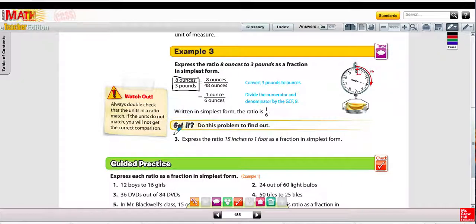So for got it number 3, it says express the ratio of 15 inches to 1 foot as a fraction in simplest form. We can put 15 inches, and in the denominator or in the bottom portion of our ratio, 1 foot is equal to 12 inches. And then once we have both of them in the same unit, we can reduce. 3 goes into 15 5 times, and 3 goes into 12 4 times. And so our ratio in simplest form is 5:4, or 5 to 4, or 5 over 4.